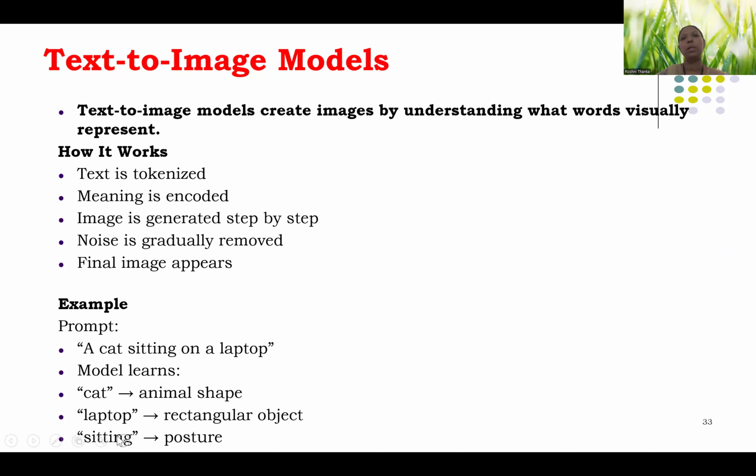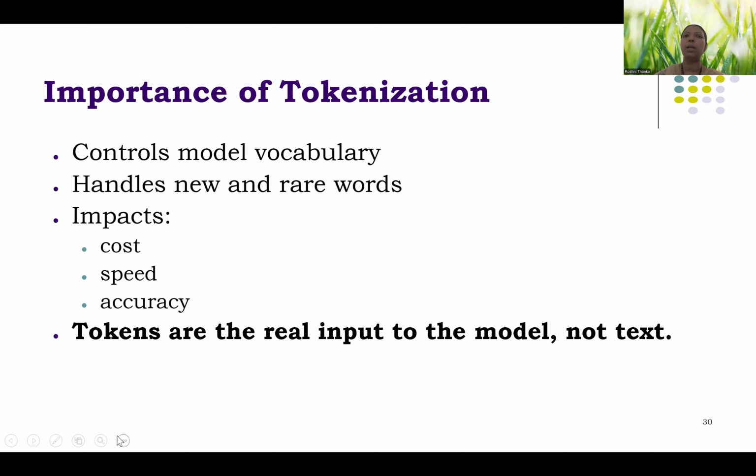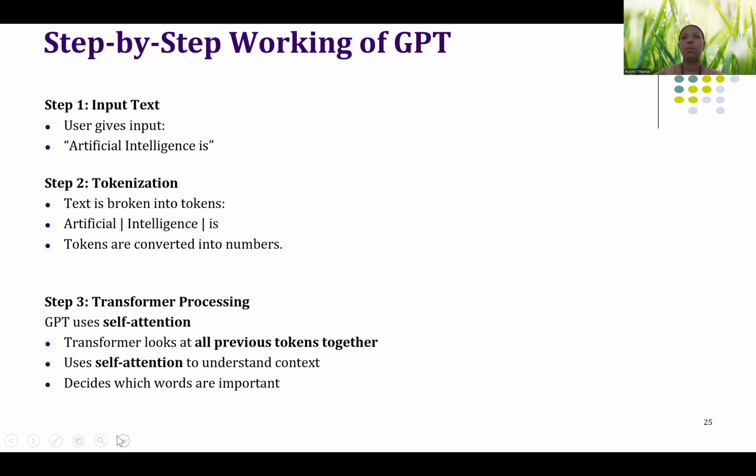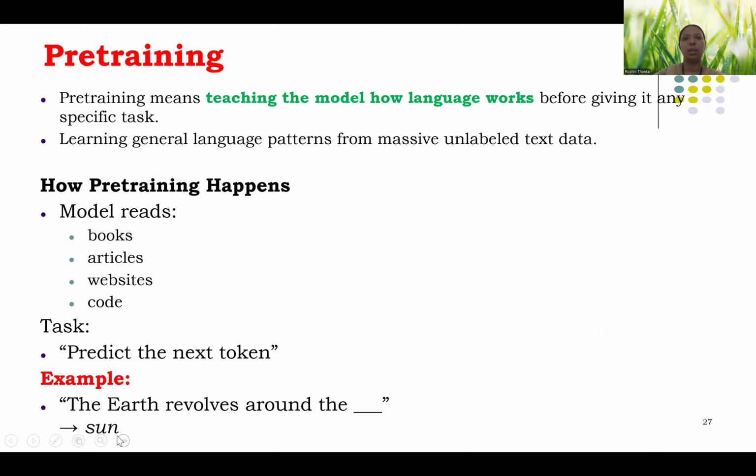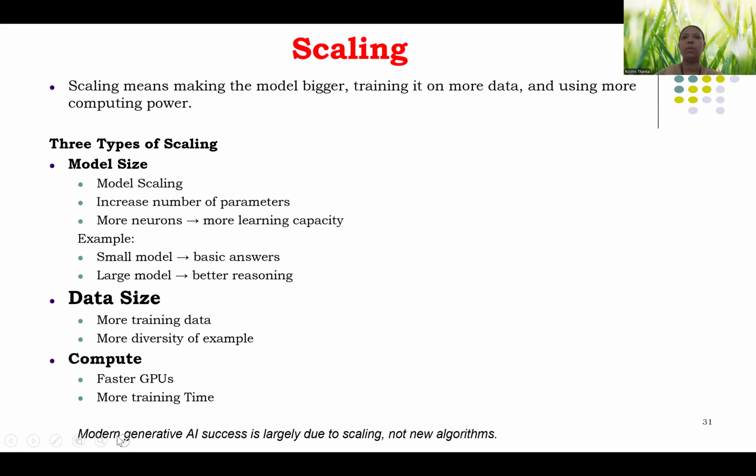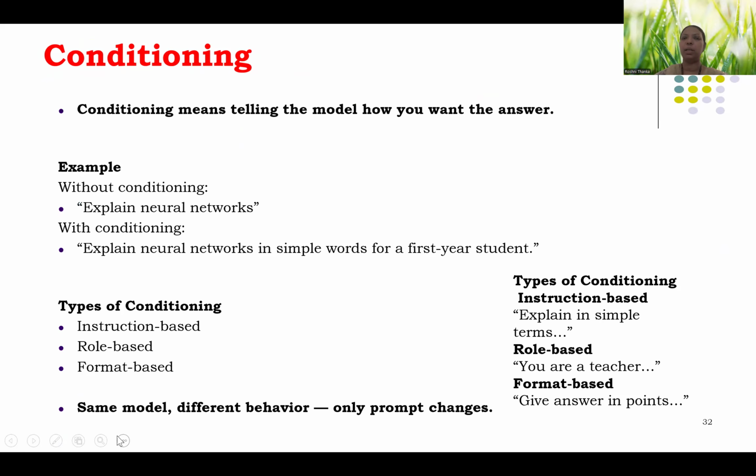So I hope you got it from this video. So we saw in this video what is hallucination, how to avoid hallucination, and the different types of LLMs available, when to use which LLM, and also we learned about the important terminologies which we use here in generative AI. So pre-training we learned, tokenization we learned, scaling we learned, conditioning we learned.